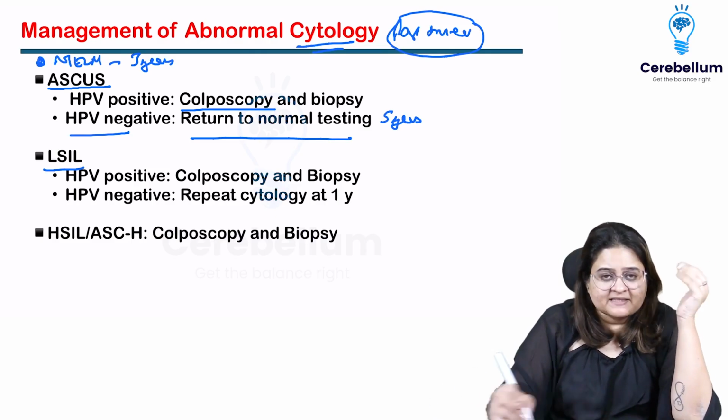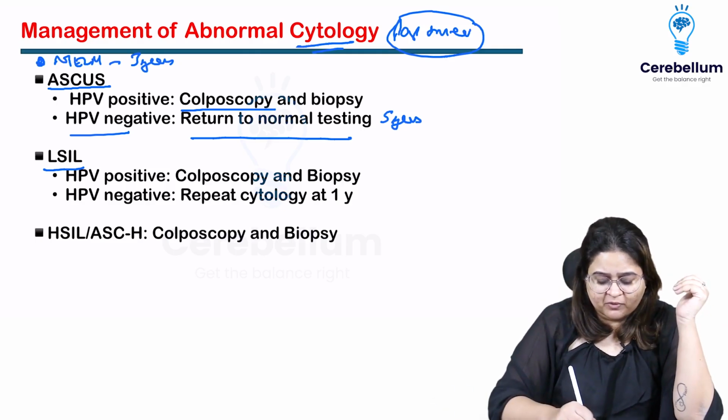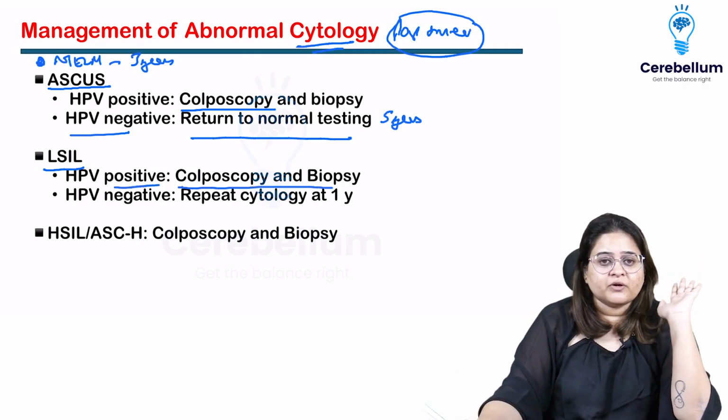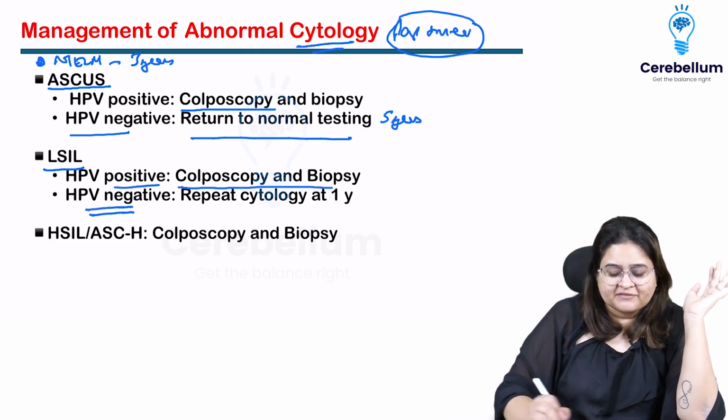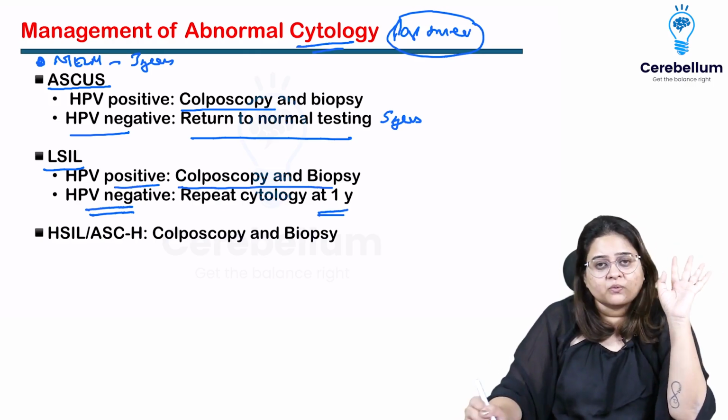If it comes as LSIL, low-grade squamous intraepithelial lesion, again, if HPV is positive, then directly do a colpo and biopsy. If HPV is negative, then you can call her back, not after 5 years though, call her back at 1 year.